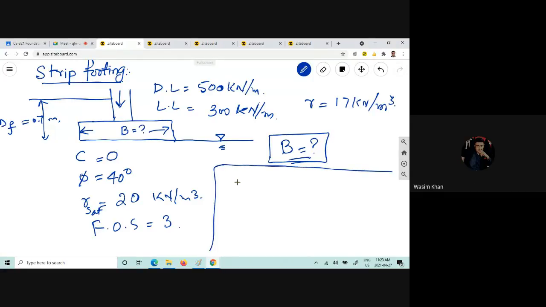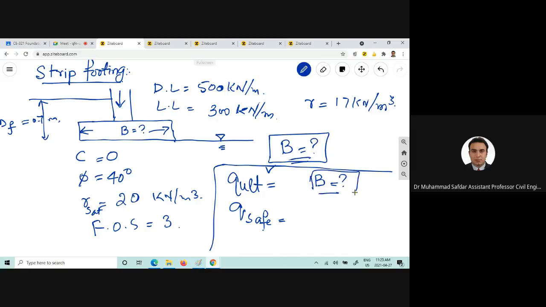So first, then we will find out the Q safe, right? And then, so how we are going to find out Q ultimate if we don't have the B? B is unknown. How we are going to find out the ultimate bearing capacity? Okay, good, excellent point. So we can take the B term into that equation. And how we are going to do that?